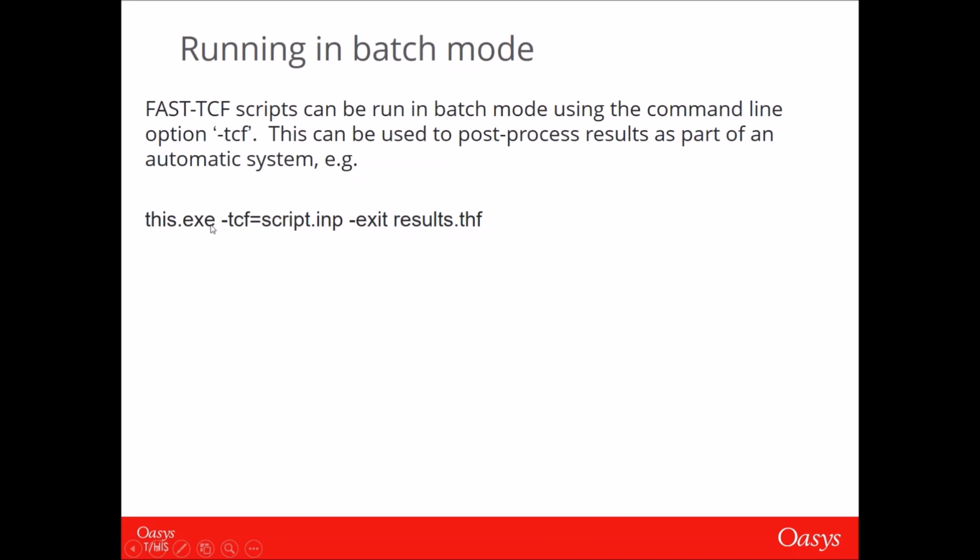So this is calling the THIS executable. This is saying I want to run a FAST-TCF script. So that's the -TCF, and then the equals is saying which script you are running. This could be a file name, or a full path and then a file name. The next bit is -exit, which says once you've completed running the FAST-TCF script, you can close THIS again. And the final bit is saying which set of results you want to perform that whole process on. You can set this up in a .bat file, which is a batch file, and just double click on that and run that from Windows.